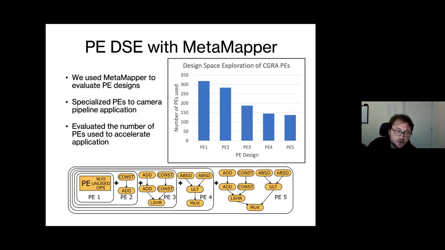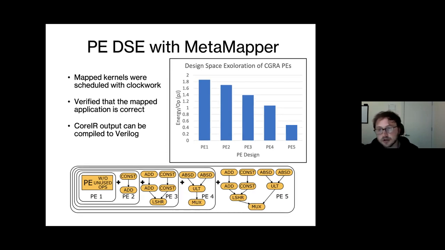Here you see PE1 through PE5. These are examples of PE structures given particular frequent subgraphs of all the applications that we want to run. PE1 has just the very basic stuff, but PE5 is a combination of a bunch of different frequent subgraphs. We expect the total number of PEs and the energy usage to go down, because we don't have to use the routing fabric between each PE; it's all internal. As you can see, the number of PEs used goes down, and similarly the energy per operation goes down. Some interesting preliminary results there.